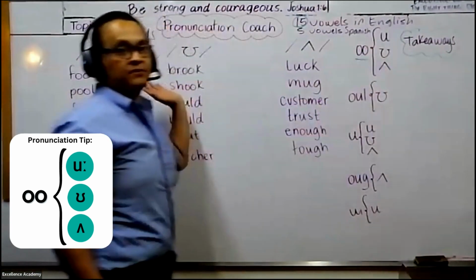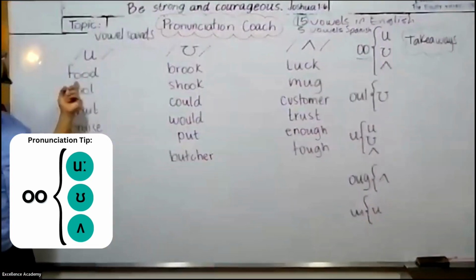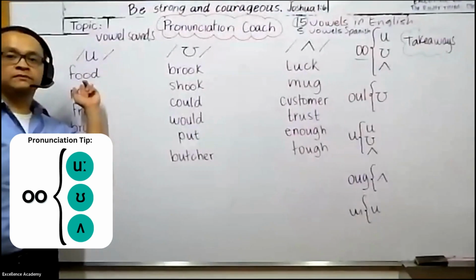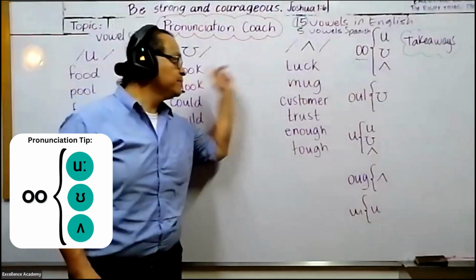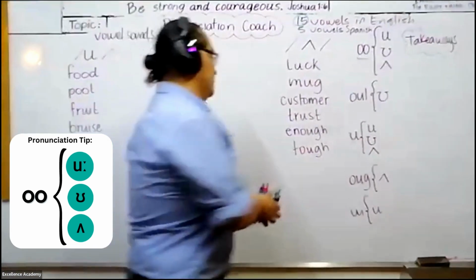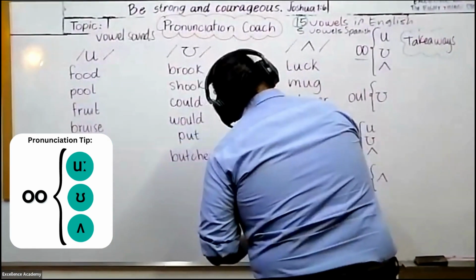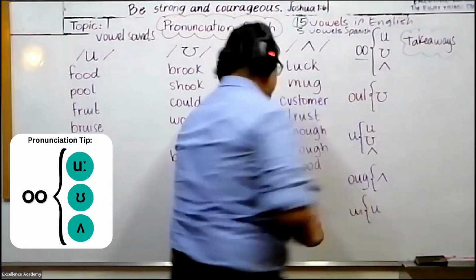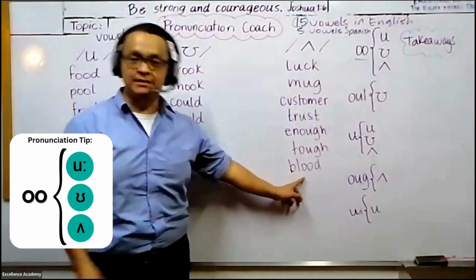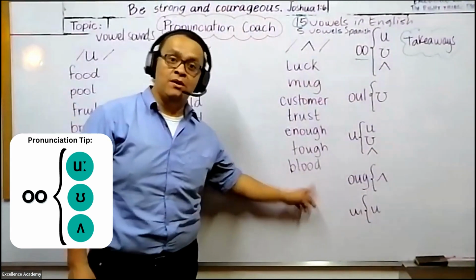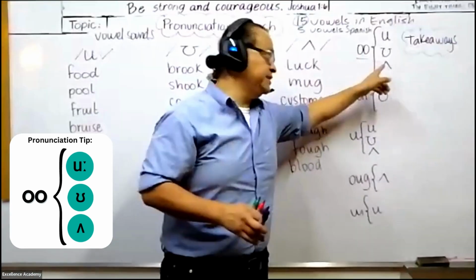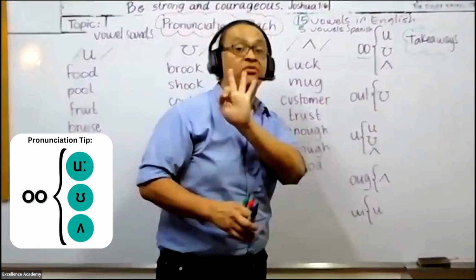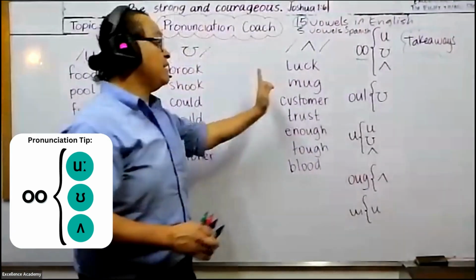I'll give you an example. Take a look at the first part over here. Food, double O. Brook, double O. Oh, I forgot to put it here. You see? There it is. Look at that. Blood, double O. So what does that mean? That the double O is not always going to have one particular sound. Actually, you can have 3 sounds. These 3 vowels, right?